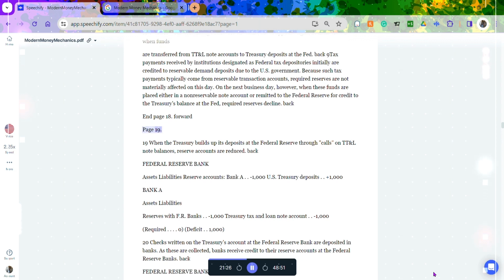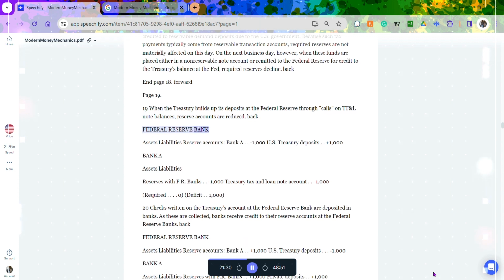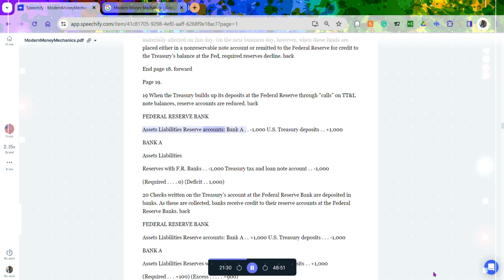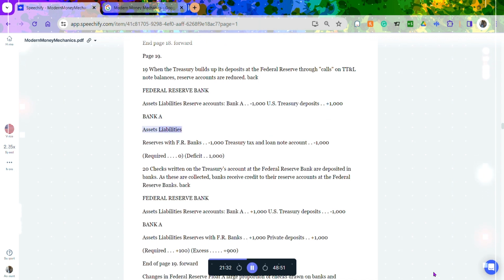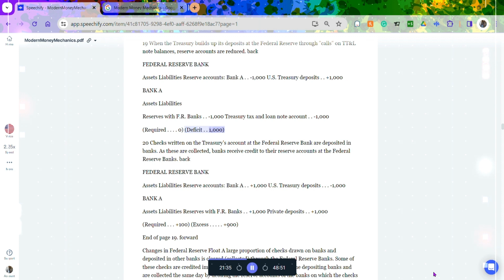Page 19. 19. When the Treasury builds up its deposits at the Federal Reserve through calls on TT&L note balances, reserve accounts are reduced. Federal Reserve Bank. Assets, Liabilities: Reserve accounts, Bank A, minus 1,000. U.S. Treasury deposits, plus 1,000. Bank A. Assets, Liabilities: Reserves with FR Banks, minus 1,000. Treasury Tax and Loan note account, minus 1,000. Required 0. Deficit 1,000.